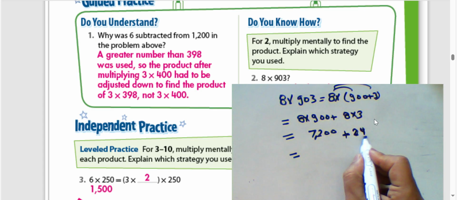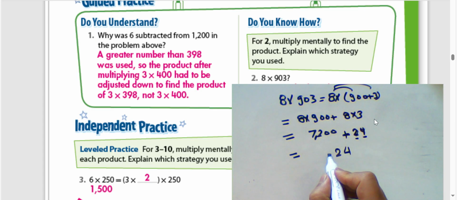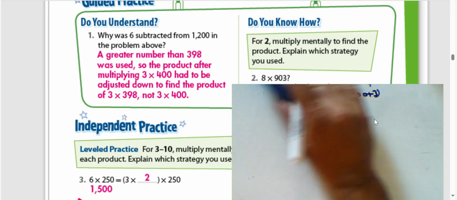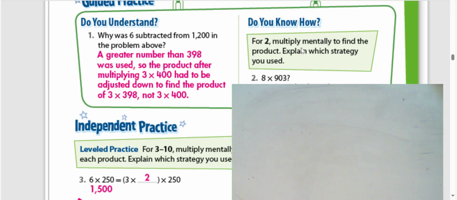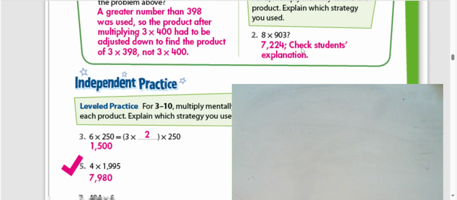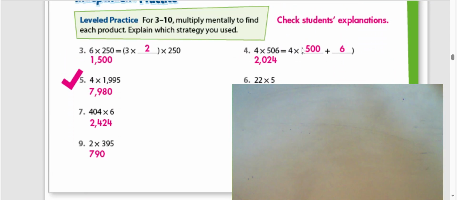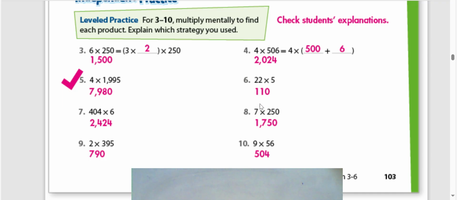You can add together: 4 plus 0 equals 4, 2 plus 0 equals 2, and bring down the remainder. The result will be 7224. Okay, you can write the answer by this method. Next question, you can complete. It's an easy question for you to find the result.